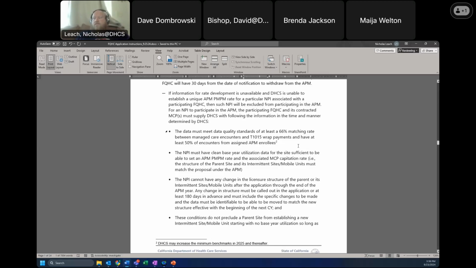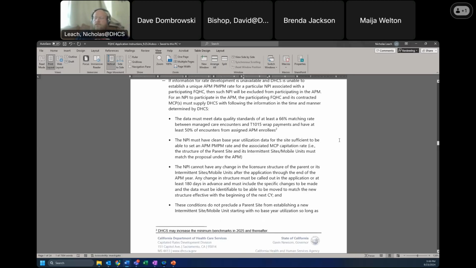So I can add some more language if that makes it clearer, but that's kind of what we're implying with the FQHC and the MCP working together to have this data submitted. Okay, but that's in the first bullet point. I was just referencing this entire section because there's references in here to identifiable. On the second paragraph, it says specific changes to be made and the data must be identifiable to be able to be moved to match the new structure.